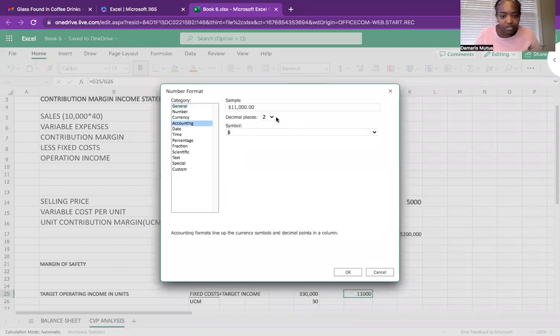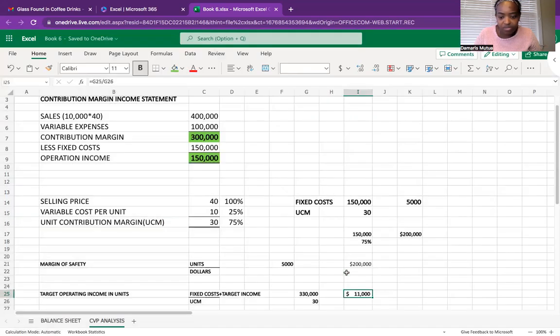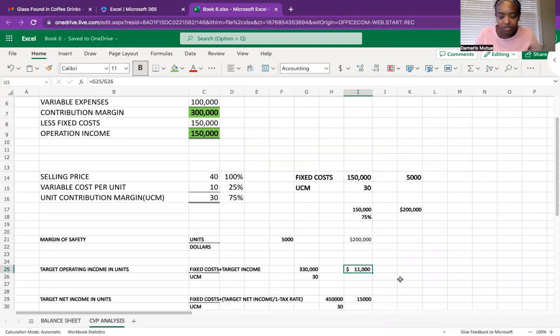Okay, just a minute. I want to see this in terms of dollars with commas, the accounting format. Okay, if you want to make 180,000 operating income, you need to sell 11,000 units.